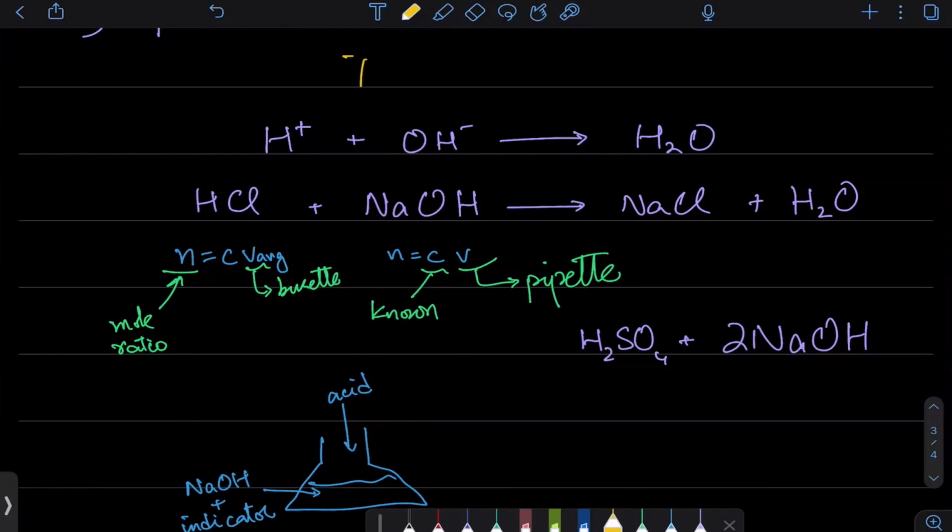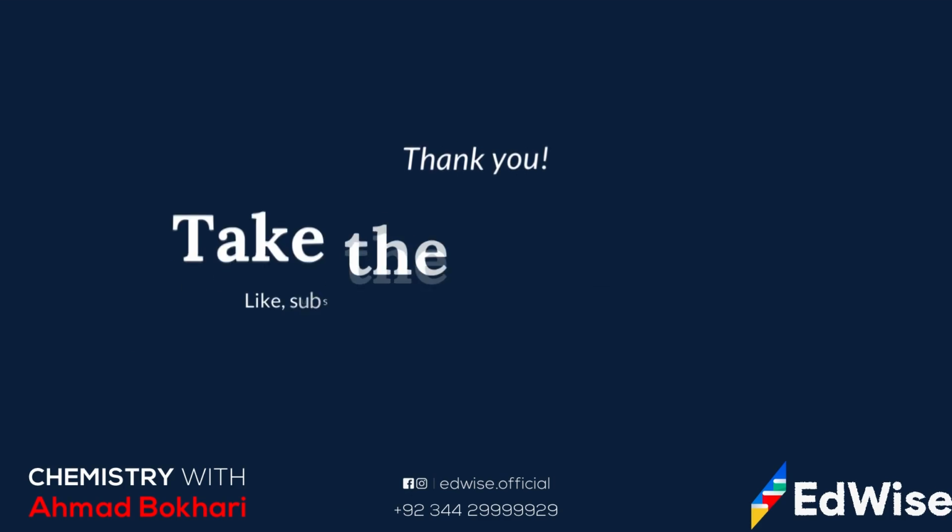Titration. Titration. Very good. Tomorrow we will do reactions of acids and bases.